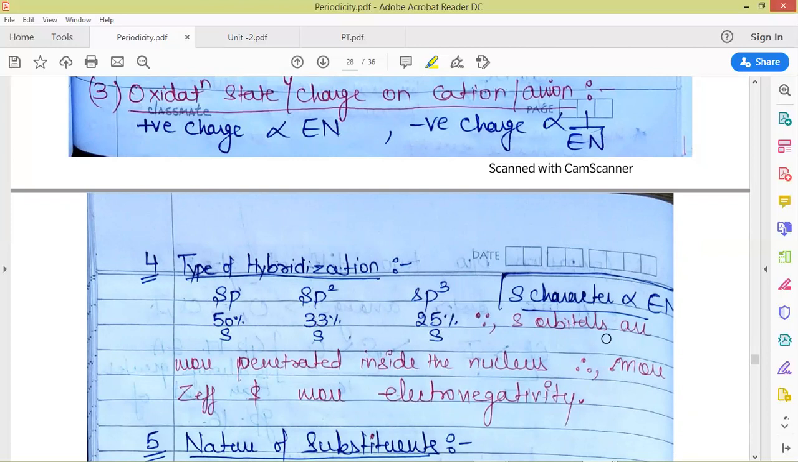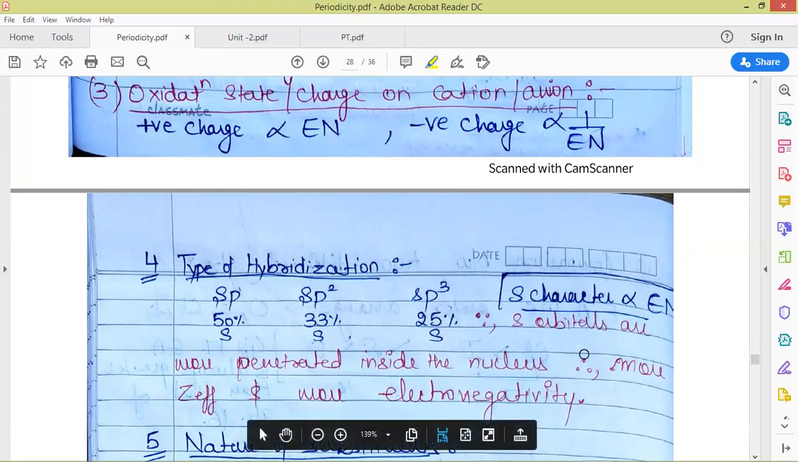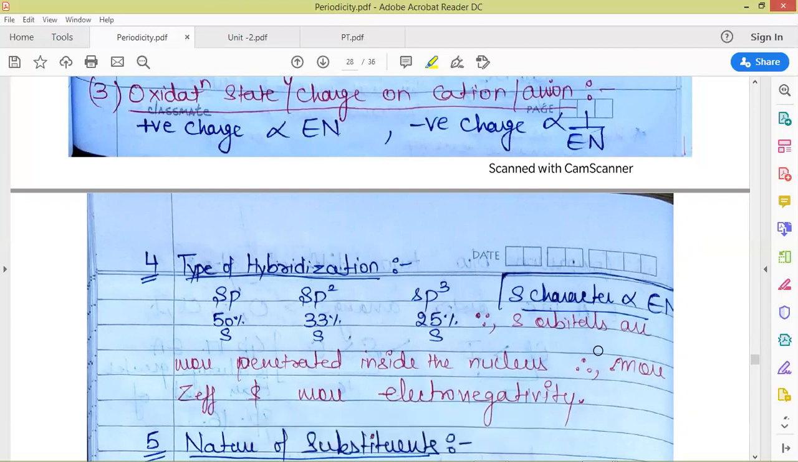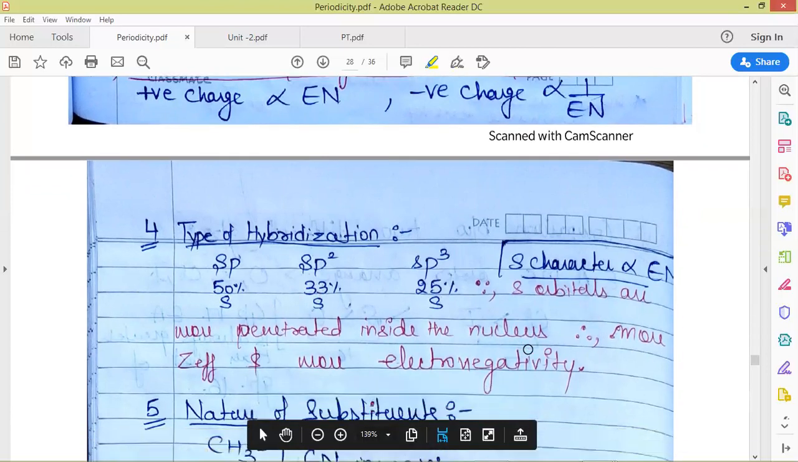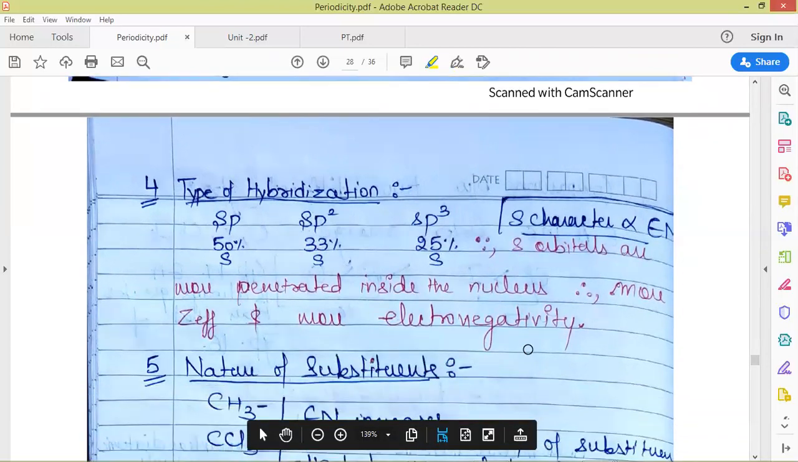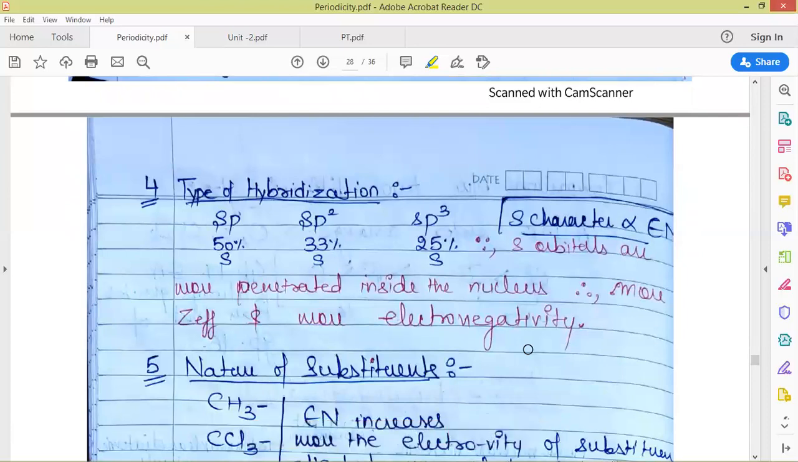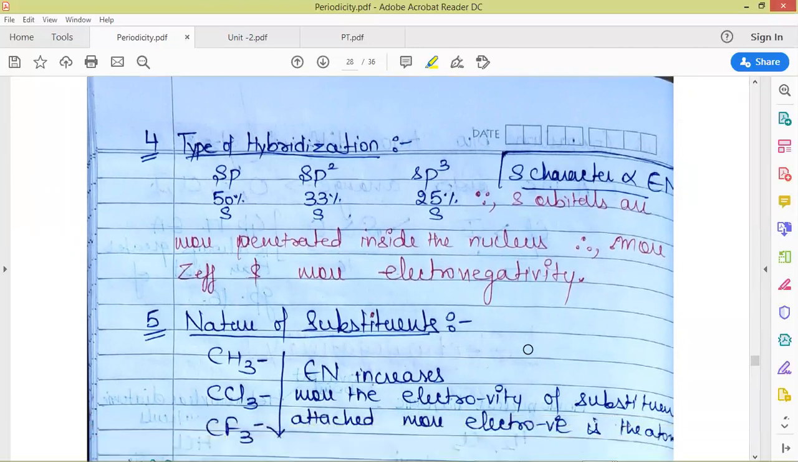So as we know that s orbitals penetrate much more inside the nucleus, therefore more Z effective is there. So that leads to more electronegativity. So the more the s character, the more the electronegativity. As the amount of s character increases, electronegativity increases. So s character is directly proportional to electronegativity.